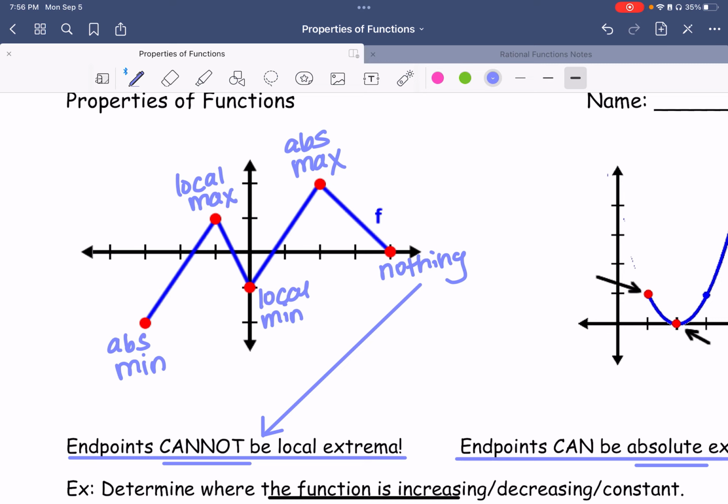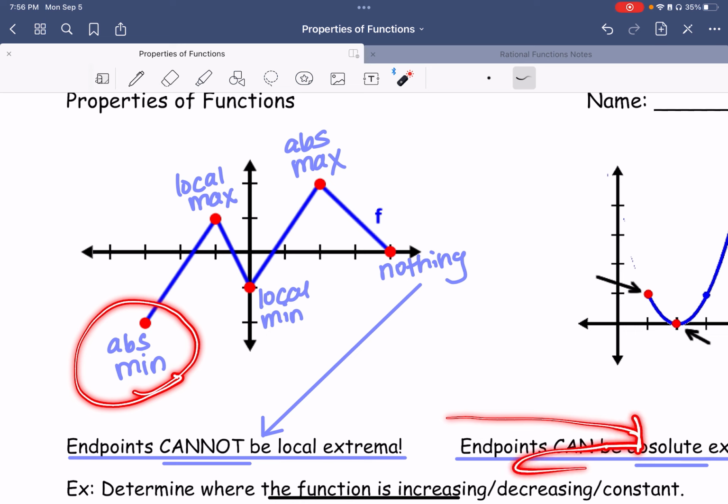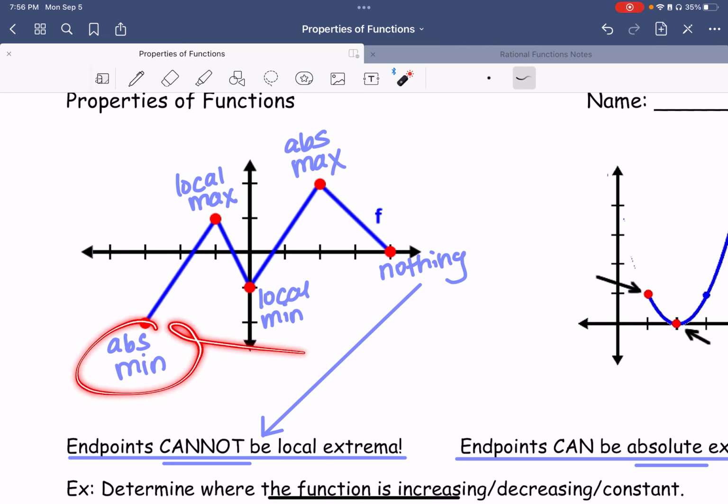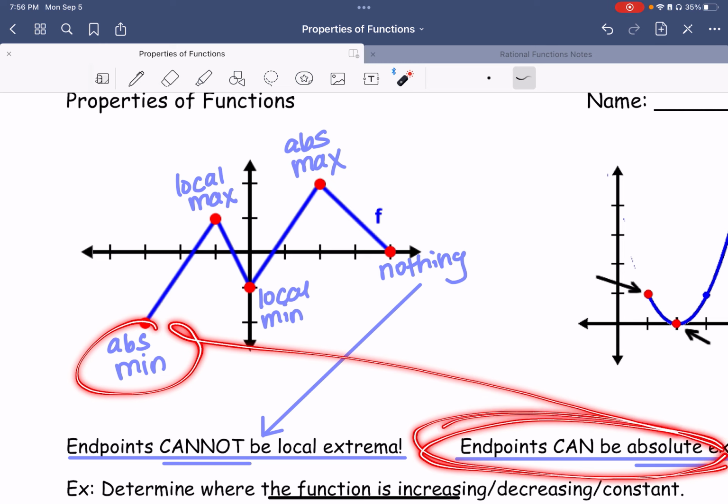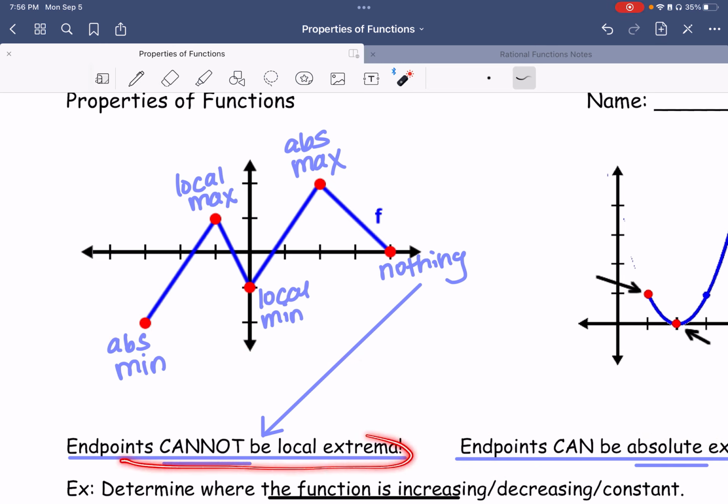Okay, so this one was okay as an endpoint because endpoints can be absolute extrema. Endpoints can be absolute, but endpoints cannot be local. So that's why this one is nothing. Okay, so this one's good, this one is no.